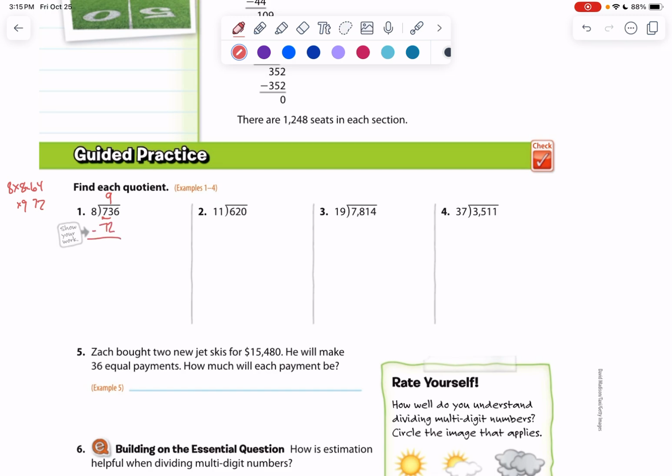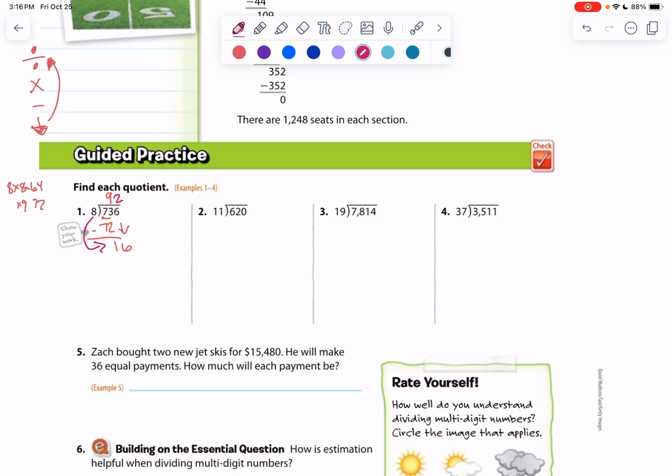Subtract. Remember, it's divide, multiply, subtract, bring down, repeat. Okay? So 73 minus 72 is 1. Now we bring down 6. And now we think about how many groups of 8 we can make out of 16. Goes in evenly, doesn't it? That would be 2. So our quotient is 92.